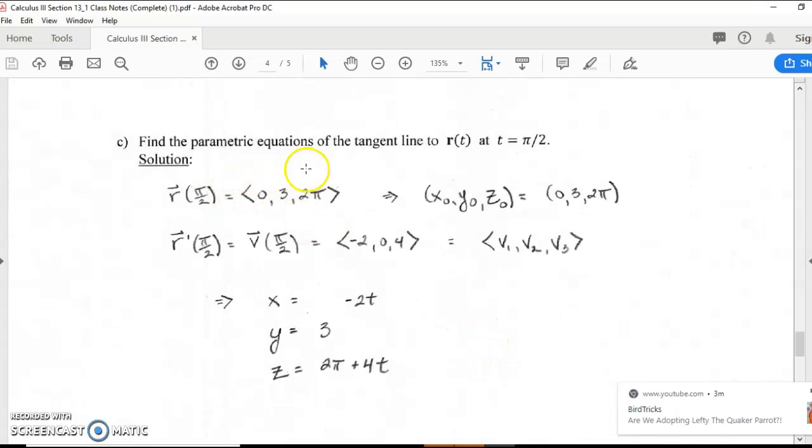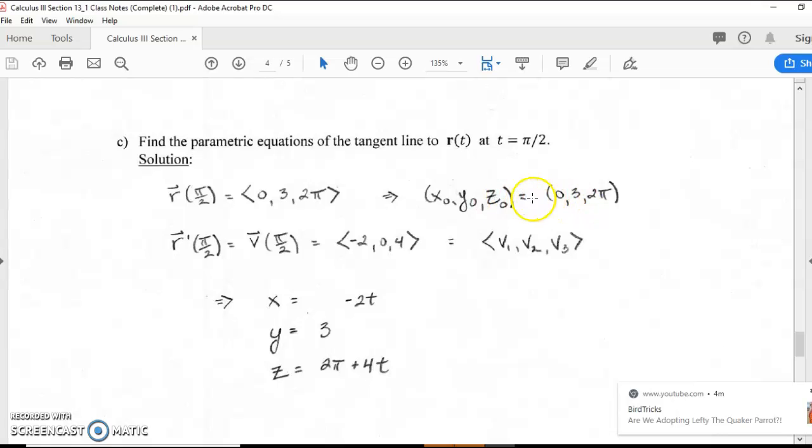Find the parametric equations of the tangent line to r of t at t equals pi over 2. Okay, so we have to remember what we need for the tangent line. We need a vector that is parallel. A vector that is parallel would be r prime evaluated at pi over 2, because r prime is tangent to our curve. And then we just need the terminal point of the vector r of pi over 2, because r of pi over 2 points to the point that's on the curve. So the terminal point of that would be 0, 3, 2 pi.